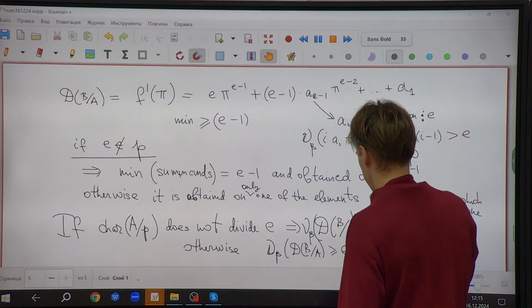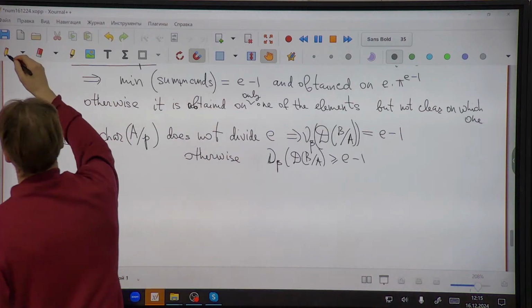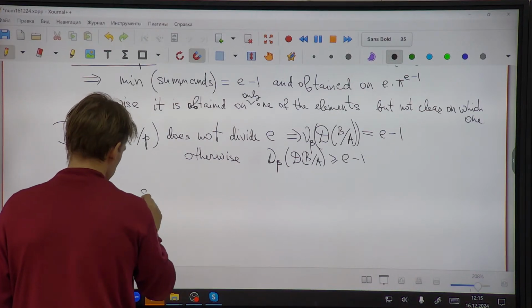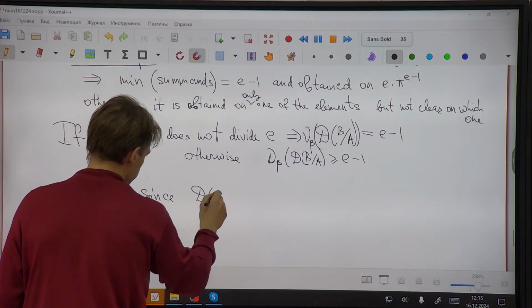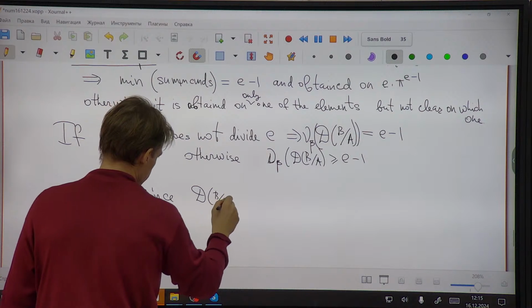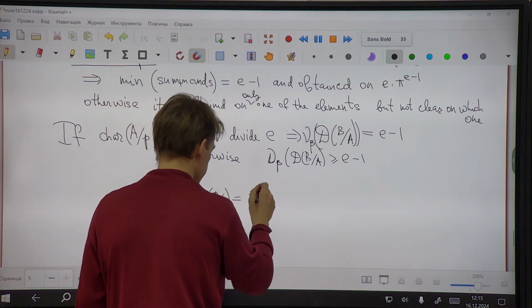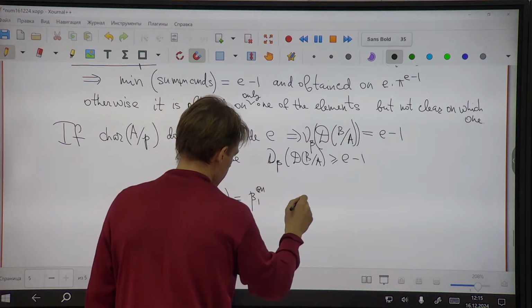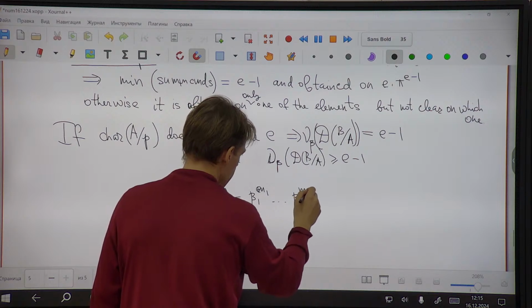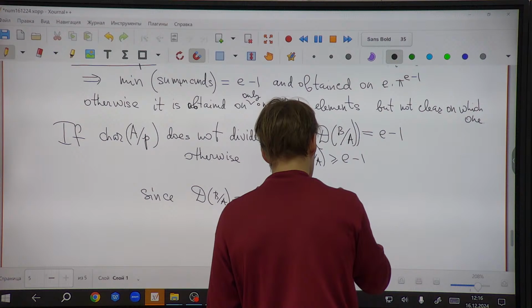So since if you write down the different of B as the product of ideals, M1 via MK. So this gives you this.